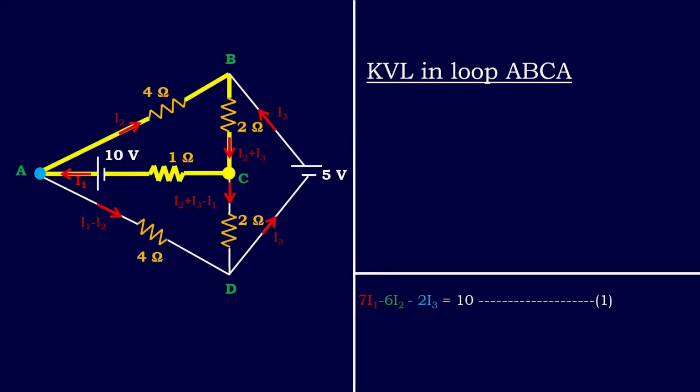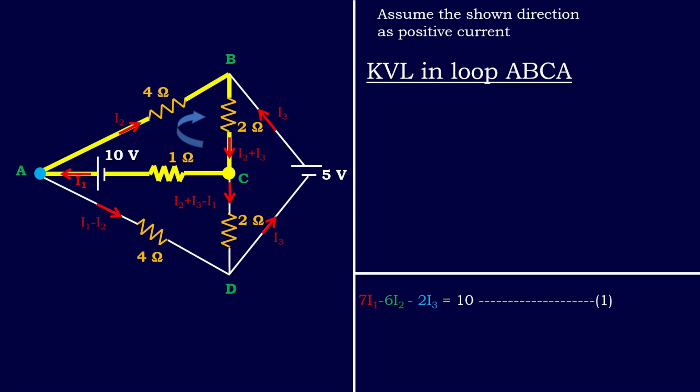Now let us apply the same method for loop ABCA. First, we follow the arrow direction. Any voltage drop in the direction of the arrow is taken as positive. Now start following the blue dot as we write the KVL equation.